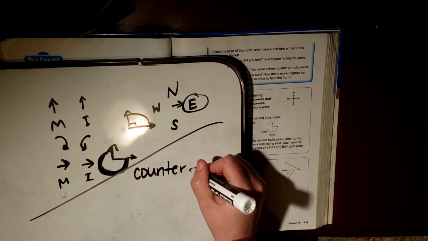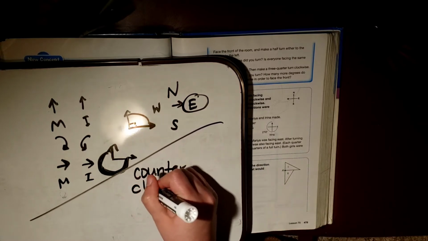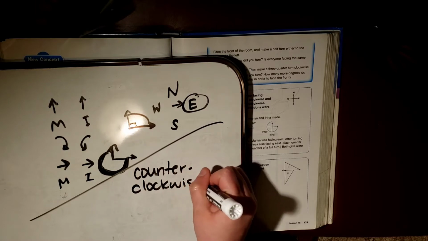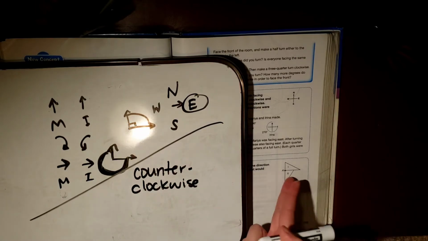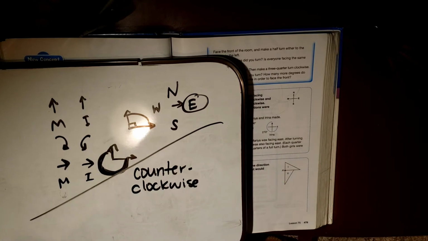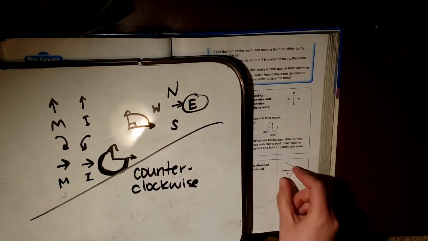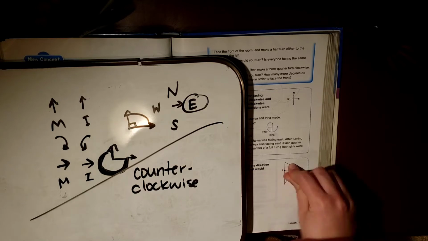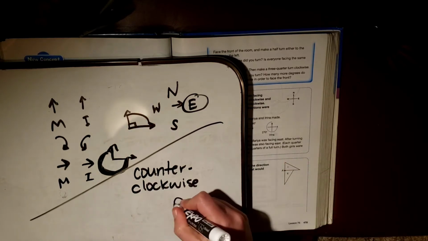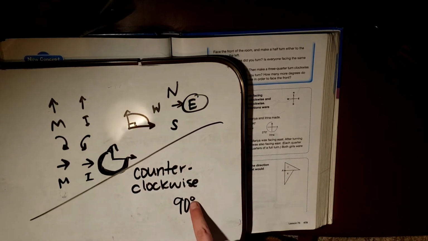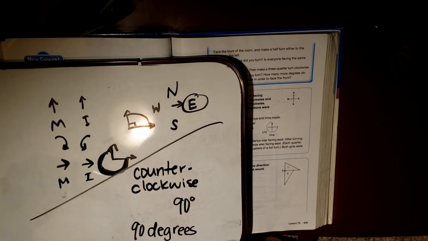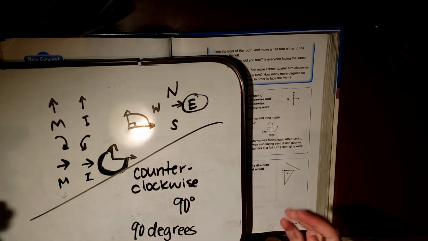Counterclockwise, because the other way won't fit. And how many degrees? Well, we talked about how this is 90 degrees in a triangle, so we're just going to move it 90 degrees. And that little symbol means degrees, but we don't have that symbol on our laptops, I don't think. So you'll just write 90 degrees out in words.